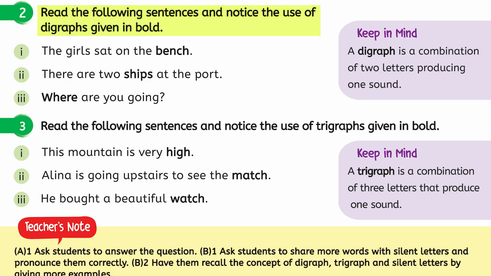So now you can also read the following sentences and notice the use of digraphs given in bold. Now we are going to move forward to our next section, which is based on the digraphs, trigraphs, and silent letters in the given table. So my dear students, keep it in your mind that a digraph is a combination of 2 letters producing 1 sound. And a trigraph is a combination of 3 letters that produce 1 sound.